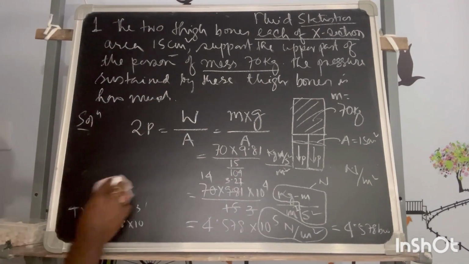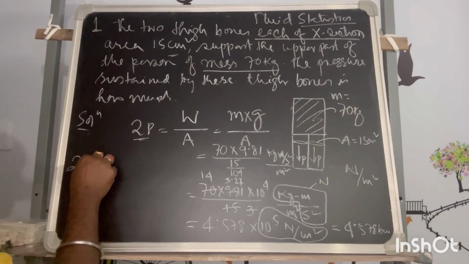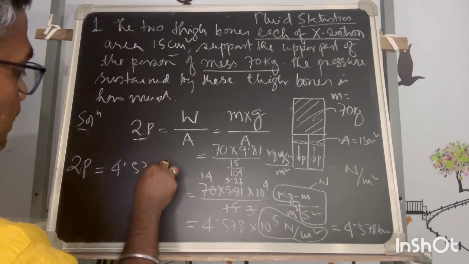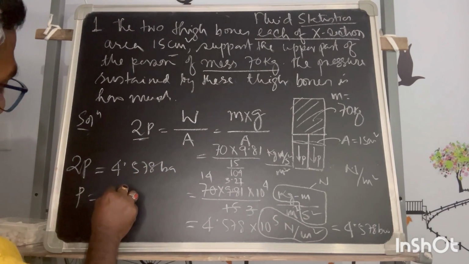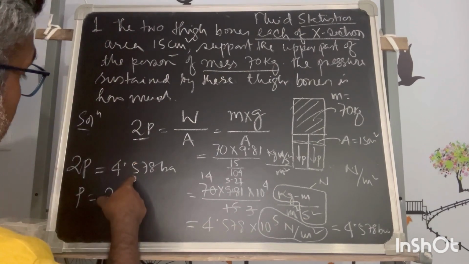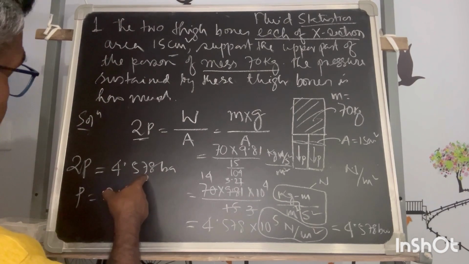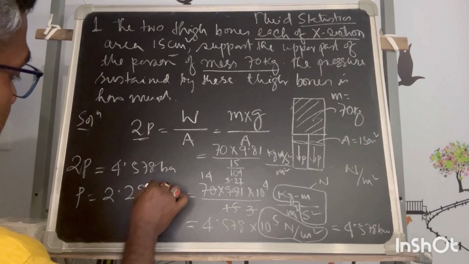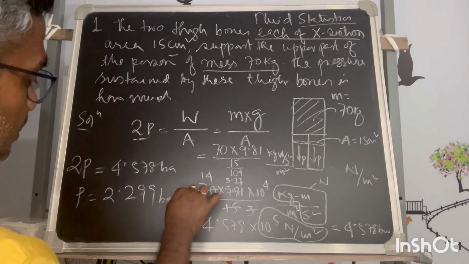Okay, now this is equivalent to what? 2p. So if 2p is equal to 4.578 bar, what is your p? Half of this. So if I divide it by 2, 2 2s are 4, 1 7, 8 to 9 to the 18, this much. So this is this much of bar.